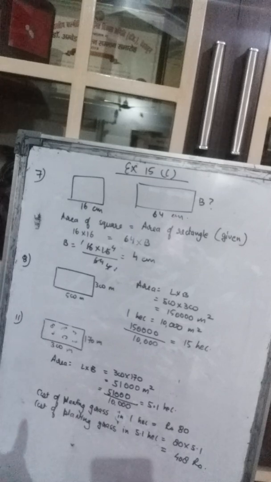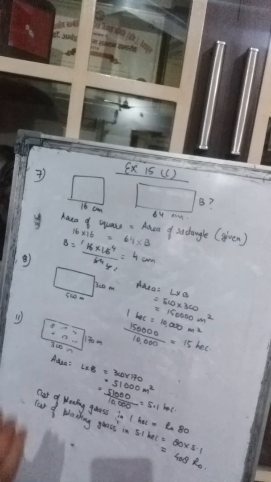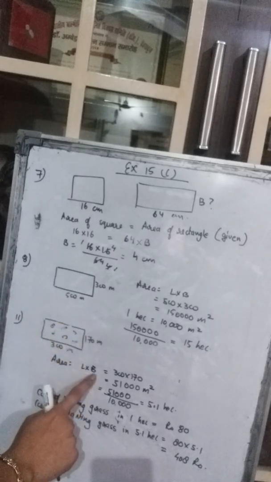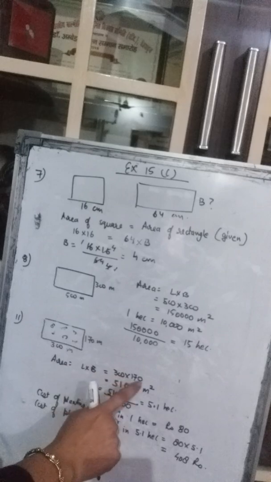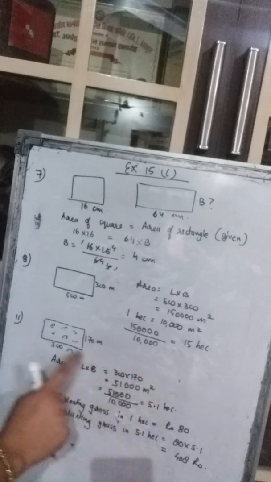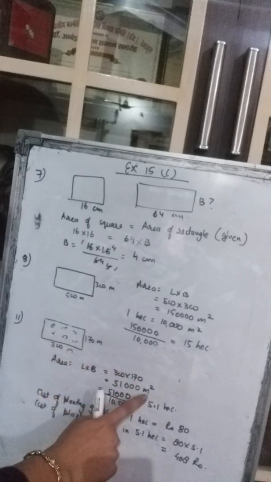Okay. Now they are saying we have to find the cost of growing the grass or planting the grass at the rate of rupees 80 per hectare. So first of all, find out the area of this field. Area is length into breadth. That is equal to 300 into 170. That is equal to 51,000 meter square. It is in meter. So the area has come in meter square.